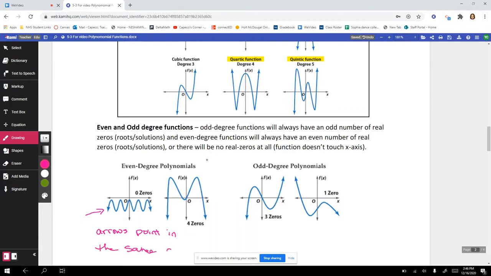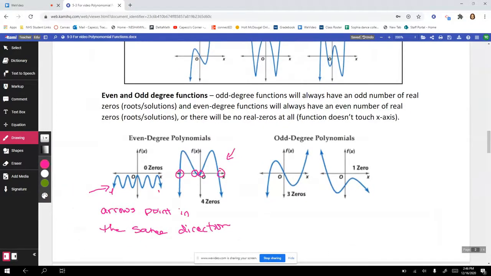So that's also helpful to us a little bit. In this one, the arrows are both pointing down. In this example here, they're pointing down as well. If we want to double check, it's touching the x-axis there. That's 1, 2, 3, 4, which is an even number. So we know that's an even degree polynomial.